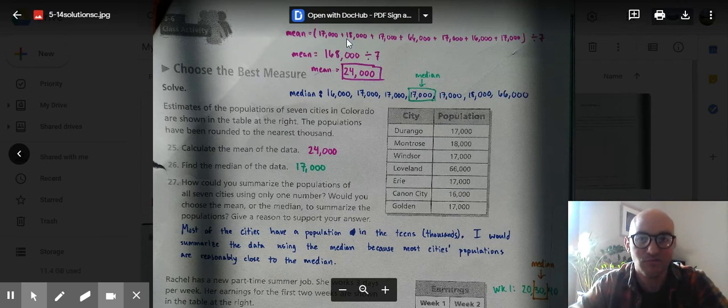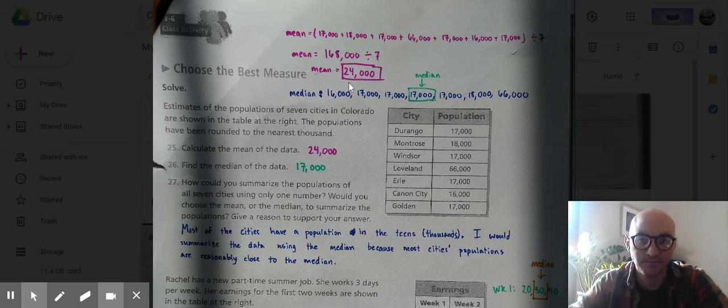And you might as well use the tools that you have at home. So there we go. So our mean was 24,000.